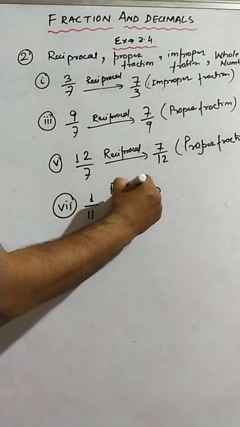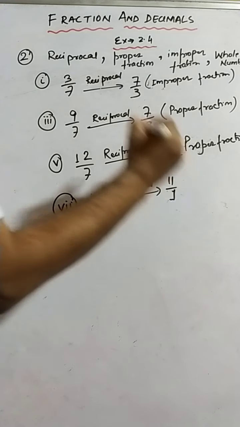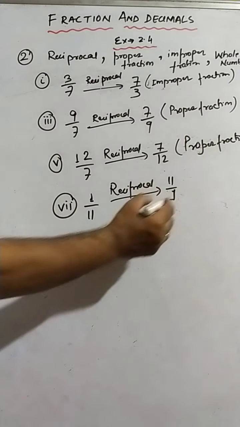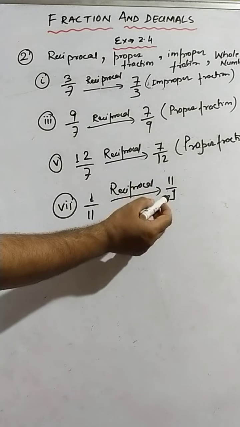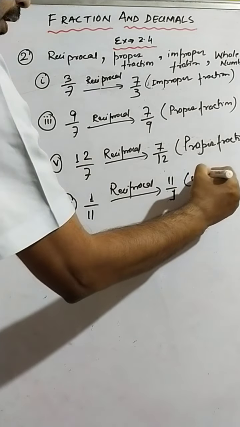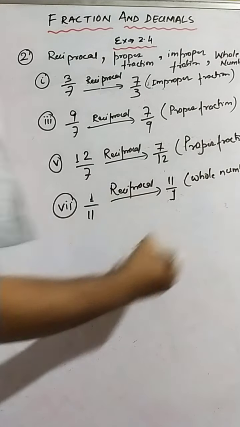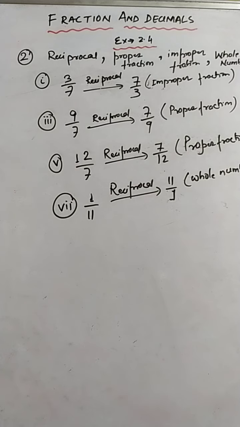Now the last one, that is 1 by 11. Reciprocal of 1 by 11 is what? I know you all know. That is 11 by 1. And 11 by 1, what did I say? In the whole number case, you will always get the denominator as 1. So this is a whole number. This is a whole number. So this is what you have to do in question number 2.